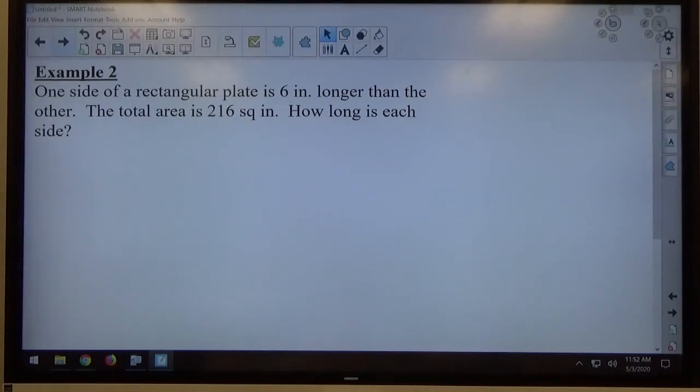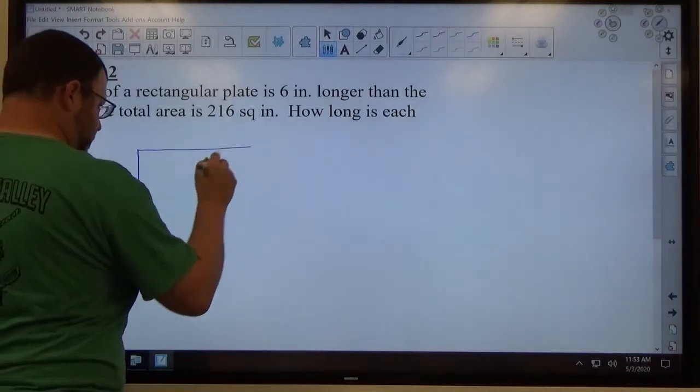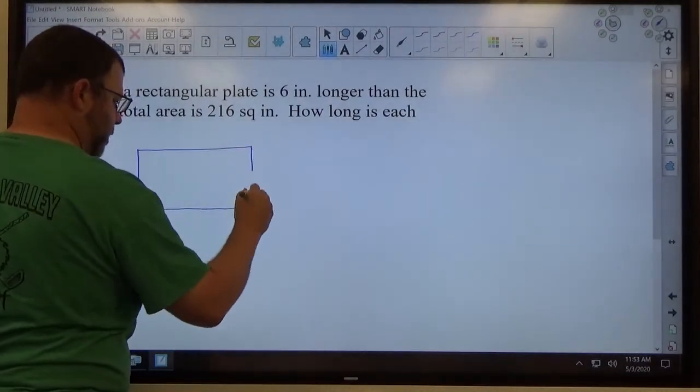Example 2, one side of a rectangular plate is 6 inches longer than the other. So once again, we're dealing with a rectangle. We have one side 6 inches longer than the other side. So I'm going to draw a side and a longer side, like so.